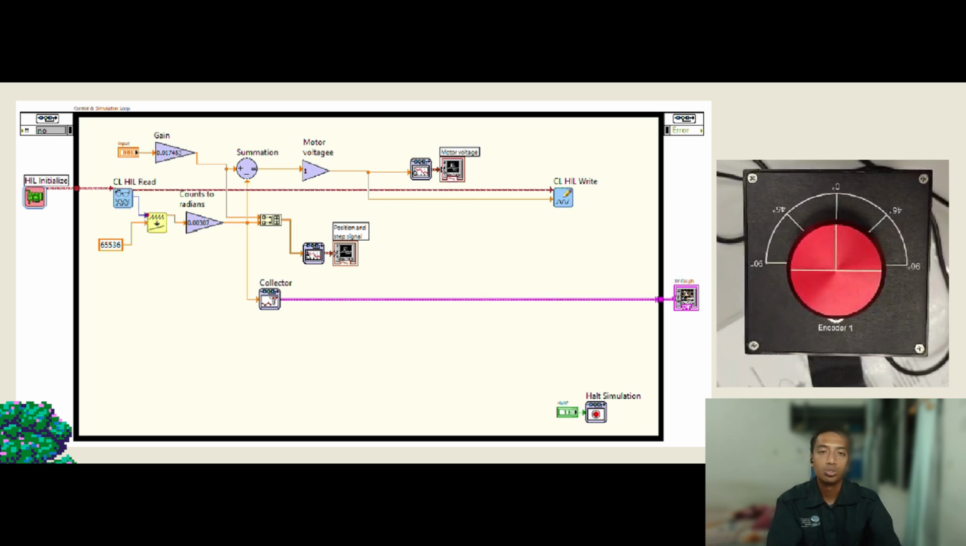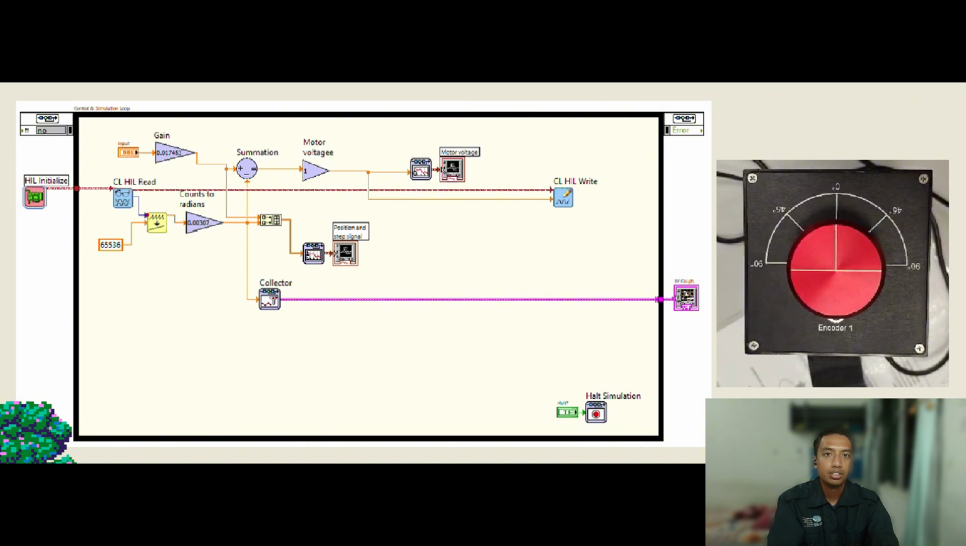The next one, we have motor control signal. The error is then passed into another gain block labeled motor voltage. This block scales the error into a voltage signal suitable for controlling the motor speed and direction. Next one, we have signal output to motor, CLHIL write. This control signal is then sent to the cube servo motor using the CLHIL write block, which outputs the correct voltage to move the disc. And the next one is monitoring and visualization.